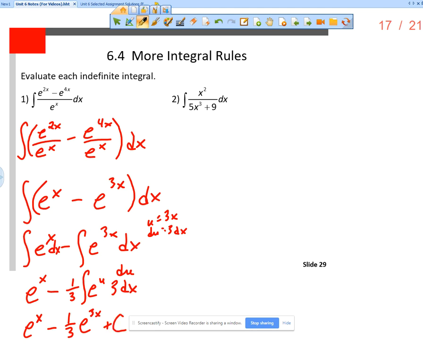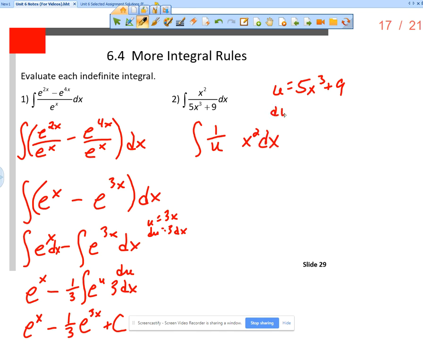So that would be my integral of the e to the 2x minus e to the 4x over e to the x. All right, the next one. We want to think about a U-substitution. Remember, this is different than the first one. We cannot split it up because there is not a single term in the denominator. So I'm going to let u equal the denominator. Now why would u equal the denominator? Well, because then I have the integral of 1 over u times x squared dx.